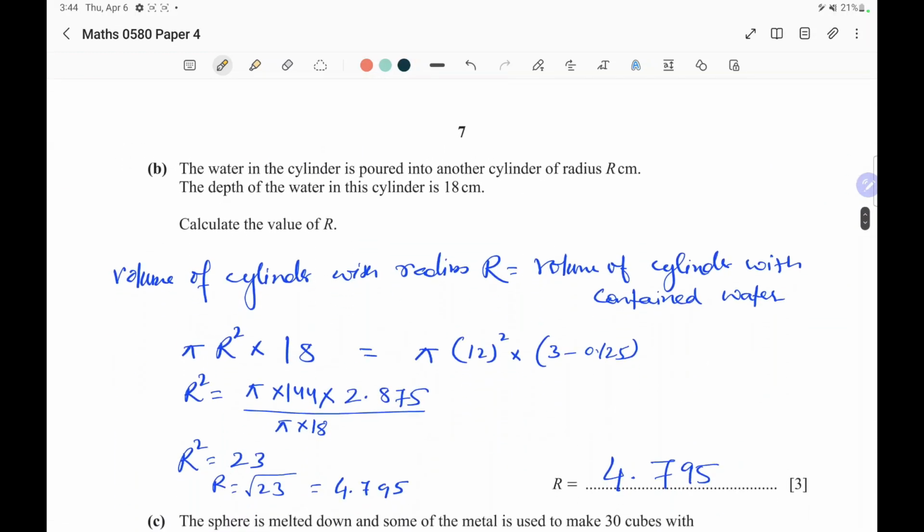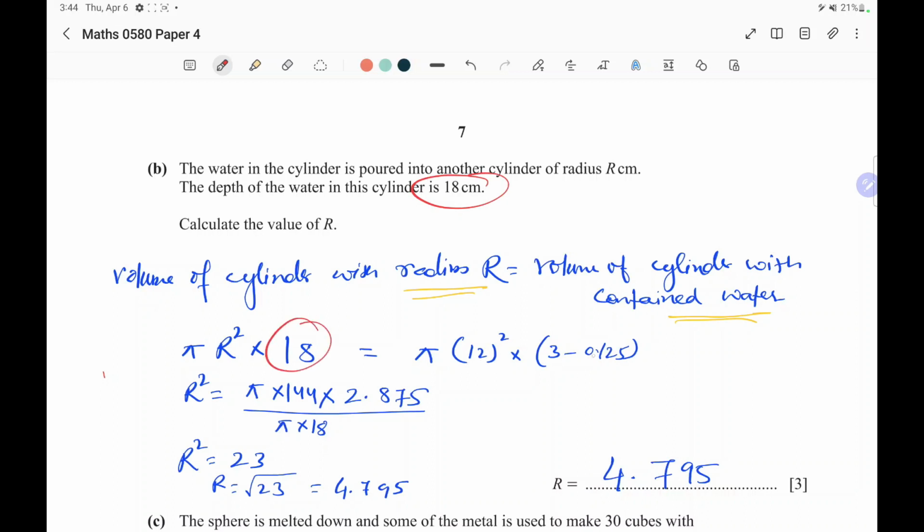So here I'm trying to explain. Volume of cylinder with radius capital R is equal to volume of cylinder with contained water, right? Okay, now pi r squared, and h is already given to us for the new cylinder. The depth of water in the cylinder is 18 meters here, so that's why 18.